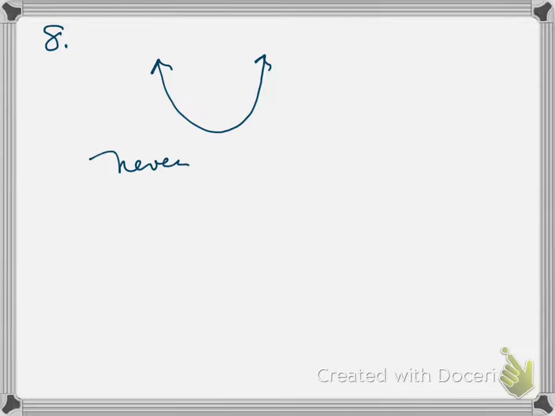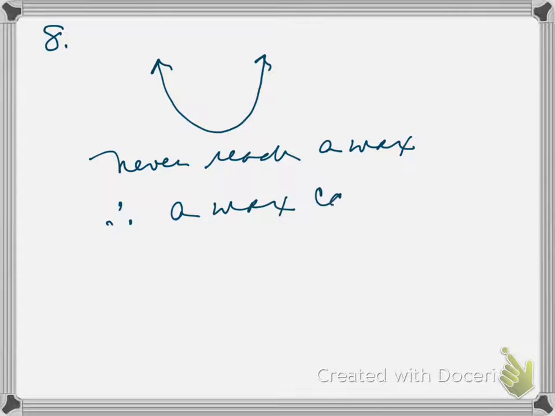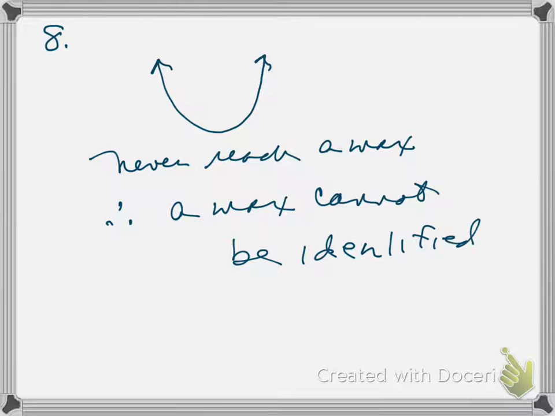So I can say that I never reach a max, therefore a max cannot be identified, because it goes on and increases throughout the domain. So I can never say, yep, this is the max. So the answer, in a nutshell, is no, because of the nature of the shape. Okay, so moving on to the next one.